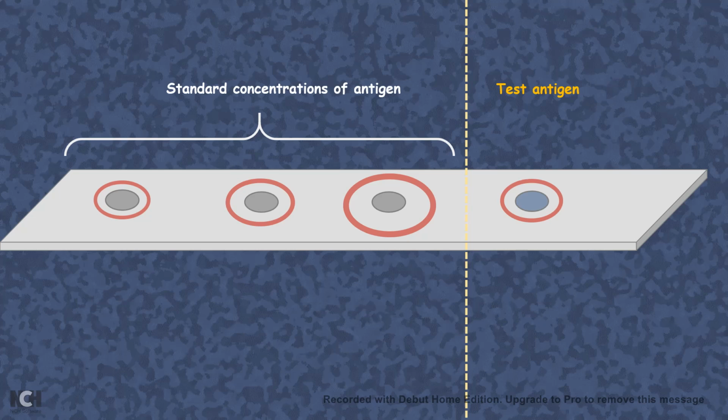Now we have known standards, whose antigen concentrations are previously known, and looking at the test antigen, which was a patient derived sample, we can roughly have an idea of what the concentration is. So from this particular example, you can see the test antigen concentration is somewhere between the antigen present in the first and the second well. So that is how we get a very crude and rough idea about how much antigen is present in the sample.